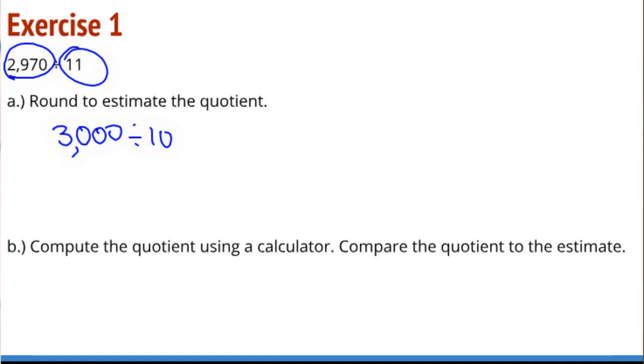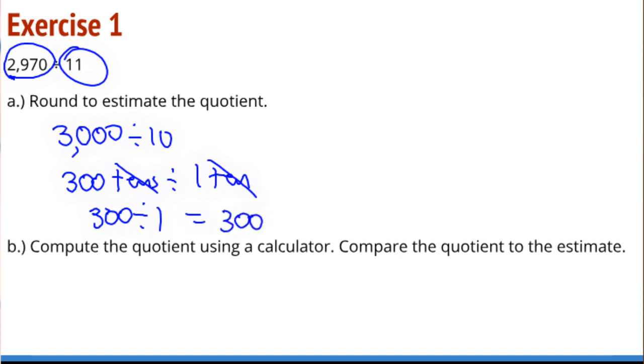So I'm going to estimate this as 3,000 divided by 10. I'm going to think of this in terms of units. 300 tens divided by 1 ten. So the tens will cancel out, and I'm left with 300 divided by 1, so I am estimating a quotient of 300. And then I can pull out my calculator here. 2,970 divided by 11. And the calculator says we should have a quotient of 270.